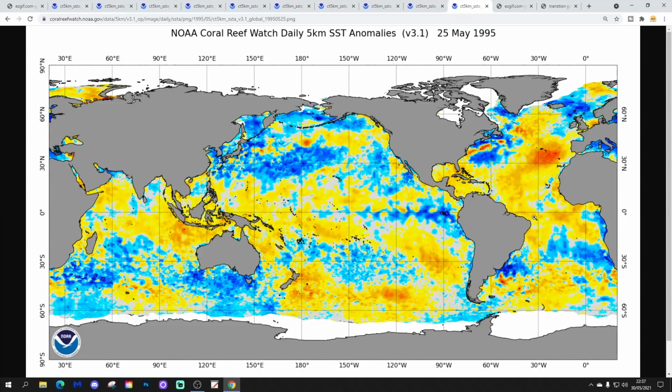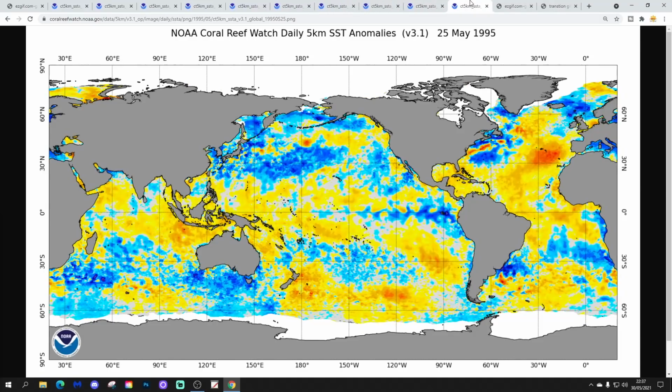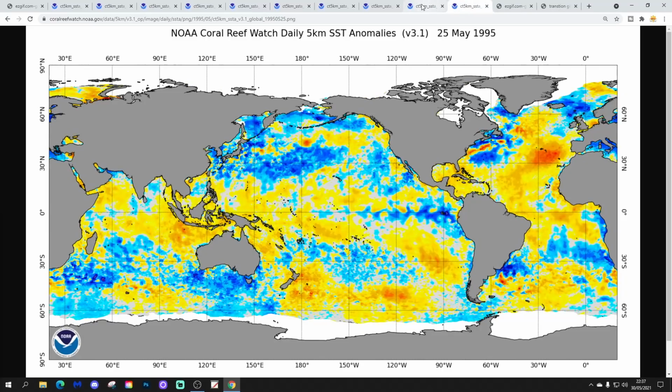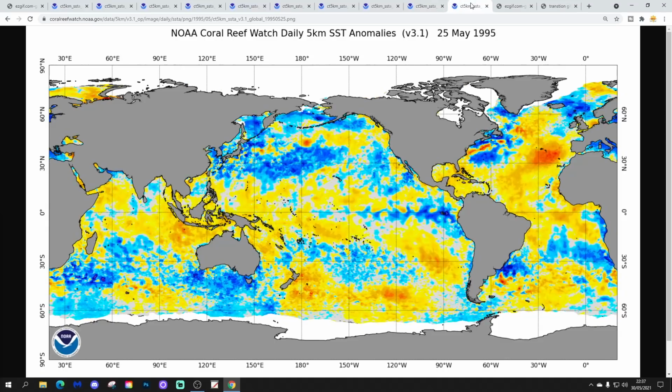So as May 1995 went on, the negative NAO signature did weaken a little bit. But if we compare that with 2021, so that's 25th of May 2021, that's 25th of May 1995. I think you can see the similarity there. Let me know what you think in the comments, and I'm just watching the premiere in the live chat. But I can definitely see a similarity.